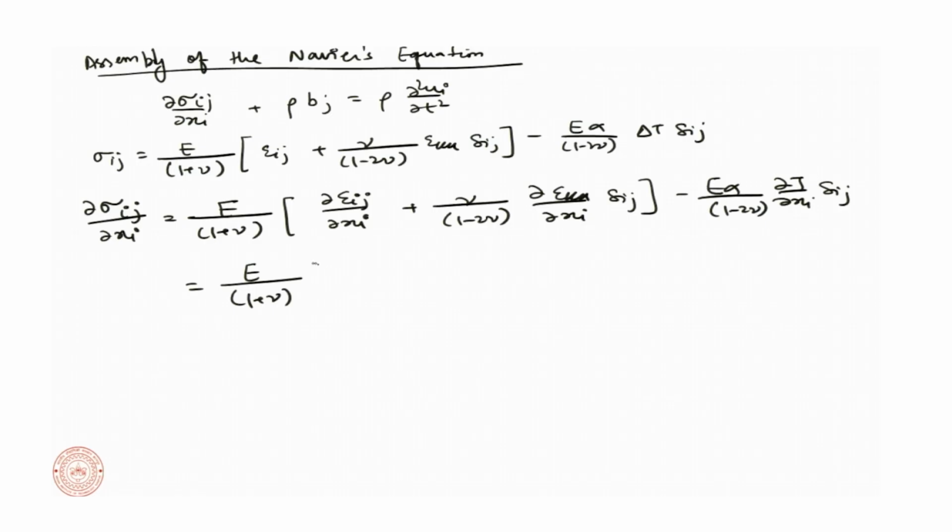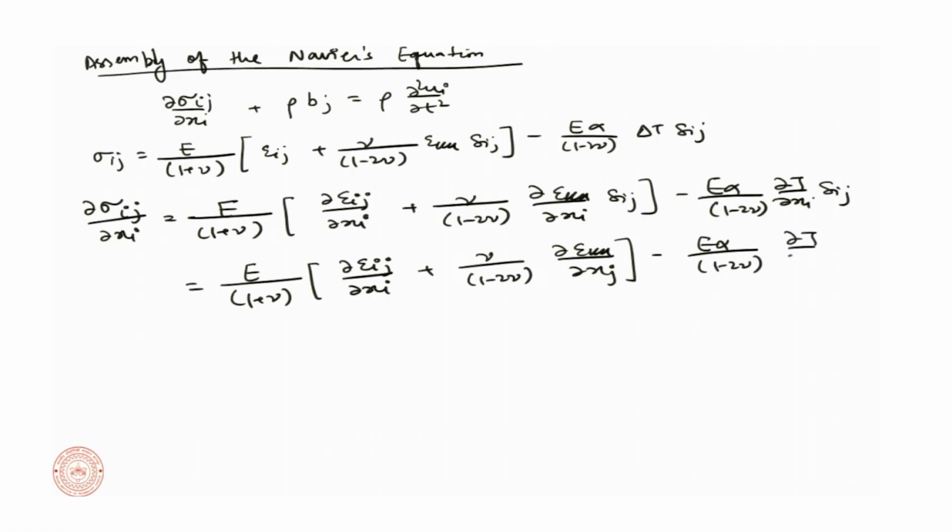So, 1 plus nu, this term let us keep it untouched for now, del epsilon ij by del xi. The second term, we have this del xi term and this delta ij term. So, this delta ij, we know that i and j can be replaced; i is equal to j only, it is 1. So, we can take this away and replace i with j. So, nu over 1 minus 2 nu del epsilon kk by del xj minus E alpha over 1 minus 2 nu. Again the same thing we can do, del T by del xj. This is sigma ij comma i.